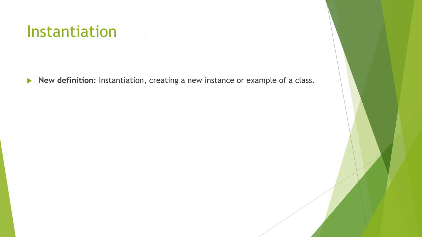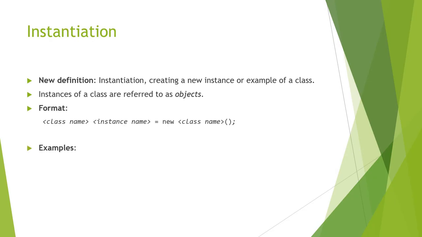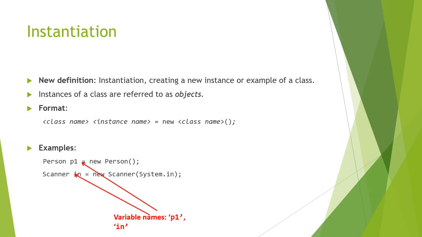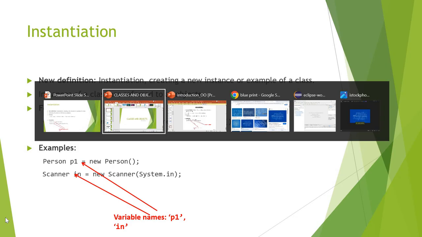Instantiation is creating a new instance of the class. Suppose you want to create an object here, you can create it in this particular way. For example, Person p1 = new Person. It is going to create a person p1, and similarly a new object of the Scanner. This is called the instantiation of a class. Let us try to understand further in Eclipse.